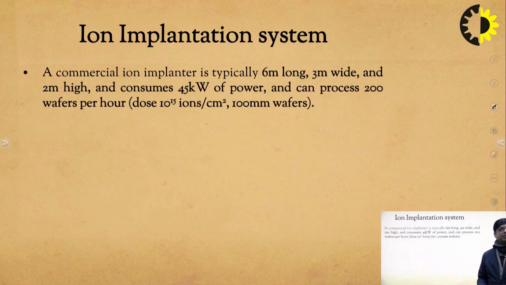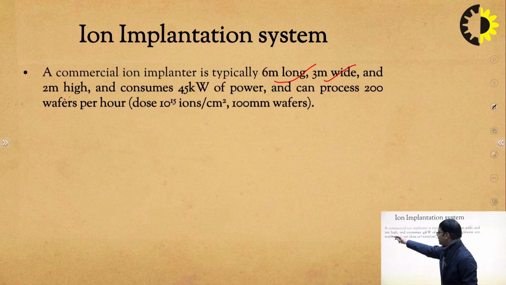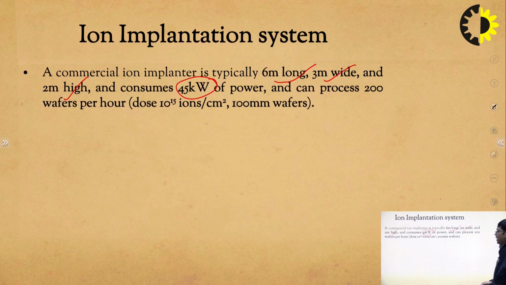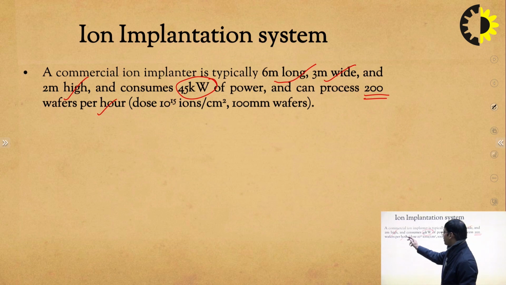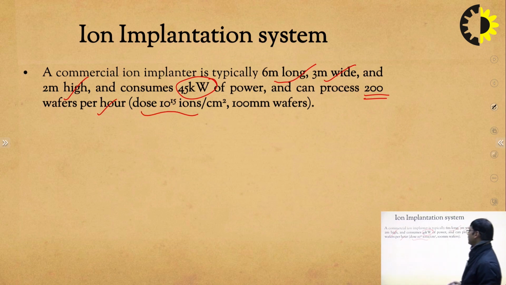A typical commercial ion implanter system's specifications are given here. Here we can see it is around 6 meters long, 3 meters wide, 2 meters high, and it consumes around 45 kilowatts of power and can process approximately 200 wafers per hour with a dose of 10^15 ions per square centimeter. So, this is a specification of a typical commercial ion implanter system which is used in the industry.